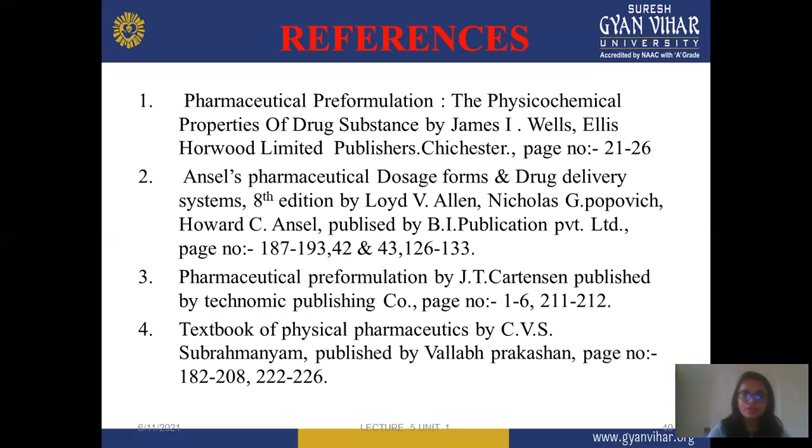Next is the reference part. In the reference part: Pharmaceutical Pre-formulation, the Physical-Chemical Properties of Drug Substances by James Abels, Ellis Horwood Limited Publisher, Chichester, page number 21 to 26. And the second reference is Ansel's Pharmaceutical Dosage Forms and Drug Delivery Systems, eighth edition by Loyd V. Allen, Nicholas G. Popovich, Howard C. Ansel, published by BI Publications Pvt Limited, page numbers 187 to 193, 42 to 43, 126 to 133.